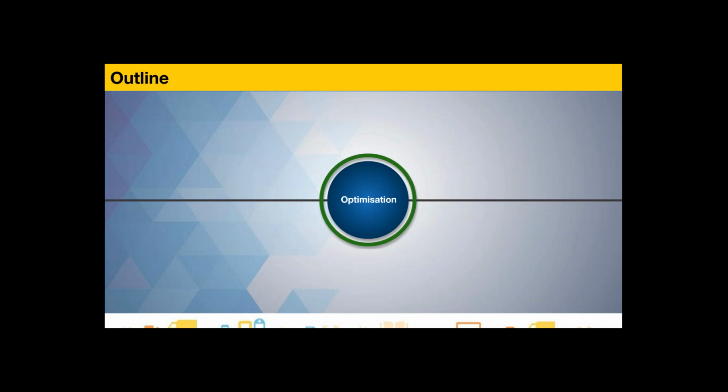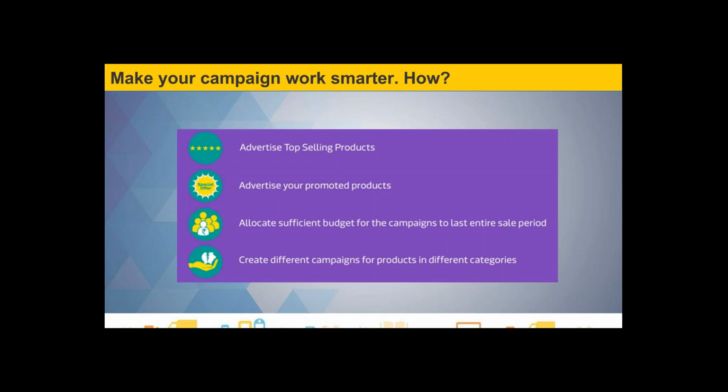So how do you optimize your campaign? We are going to take you through 7 steps to make your campaign work better. First, advertise your top selling products. How? By identifying your fast moving products, make a campaign just for them. Even if it's one listing or 20 listings, don't mix it with your new arrivals or slow moving products.